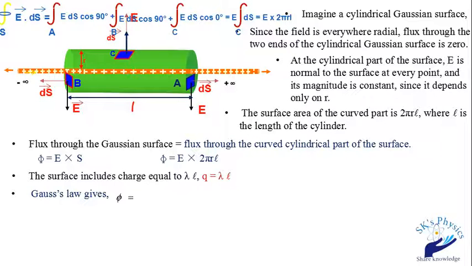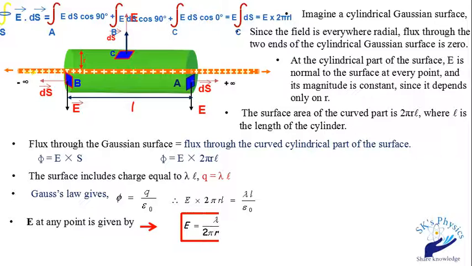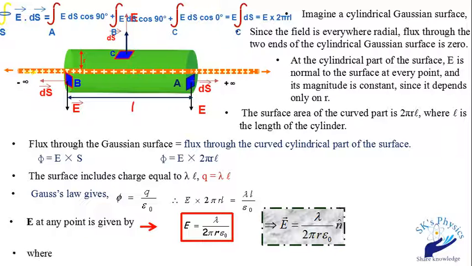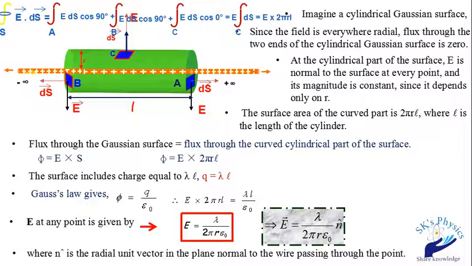Gauss law gives phi is equal to Q by epsilon 0. Therefore, E multiplied by 2 pi r l is equal to lambda l upon epsilon 0, because Q is equal to lambda l. Vector E at any point is given by vector E is equal to lambda upon 2 pi r epsilon 0, because l and l cancel. So vector E is equal to lambda upon 2 pi r epsilon 0 n cap, where n cap is the radial unit vector in the plane normal to the wire passing through the point.